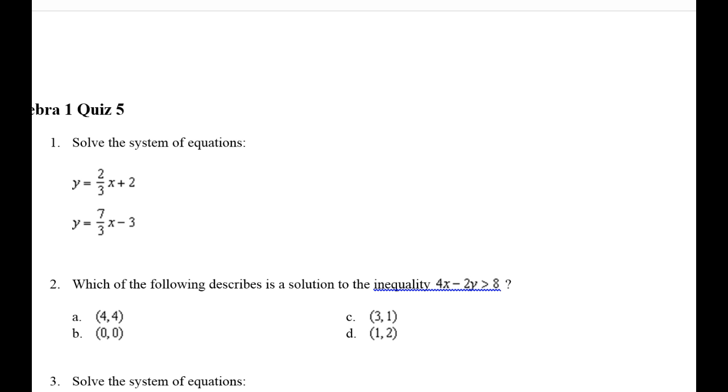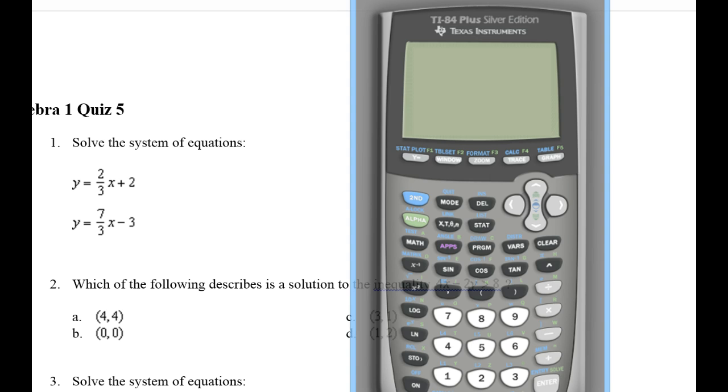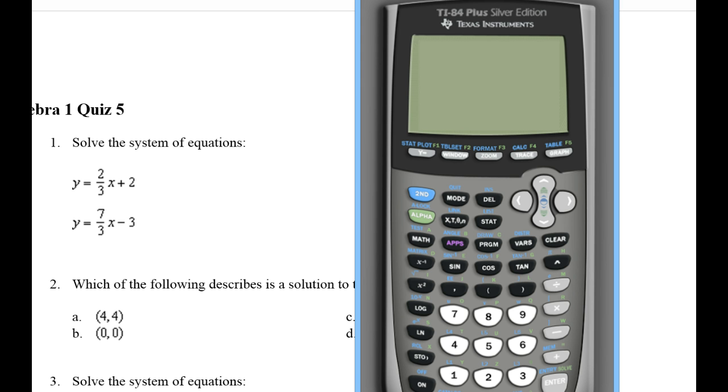Okay, so first I have to look at my equations, and I have to decide whether this is graphing, elimination, or substitution. Since both of my equations say y equals, it would be very easy for me to simply graph these. Rather than graph them by hand, however, I'm going to use my calculator because that's really fast.